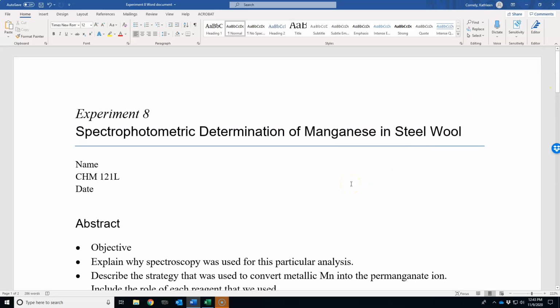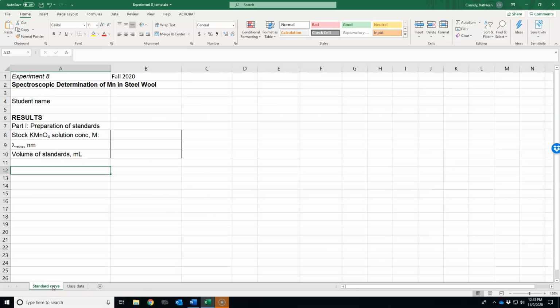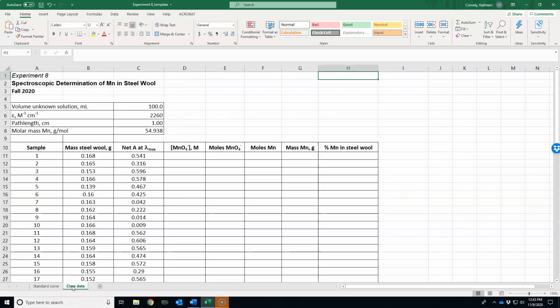What you'll do is submit to our Sakai site this Word document that you'll have completed, and this Excel document where you've completed this tab for the standard curve, again, so all of the data for your preparations of standards, the LINEST, the standard curve, and the completed worksheet for all of the class data.